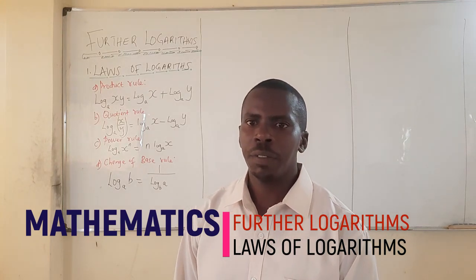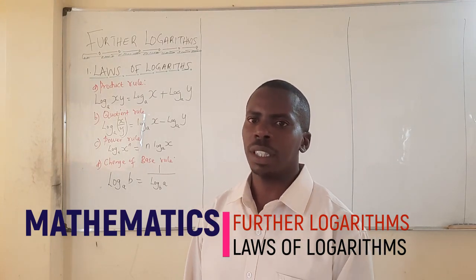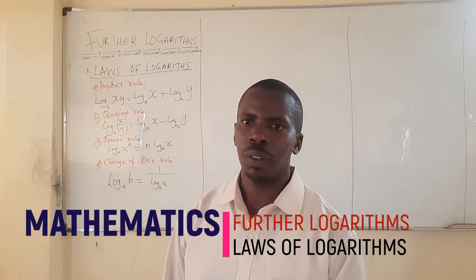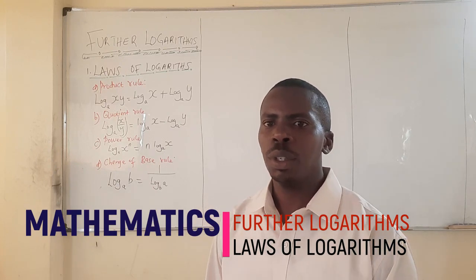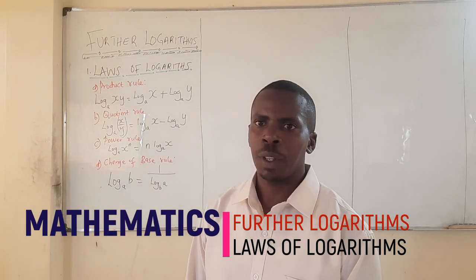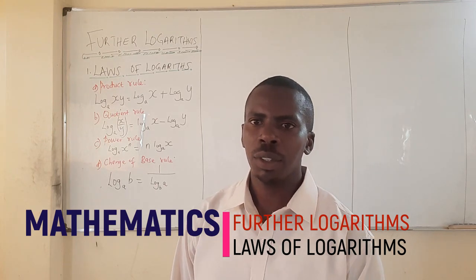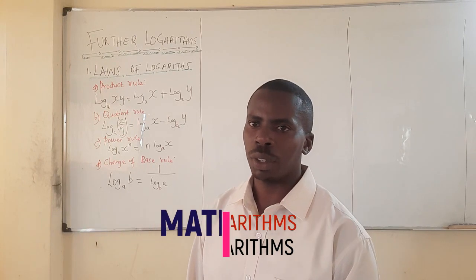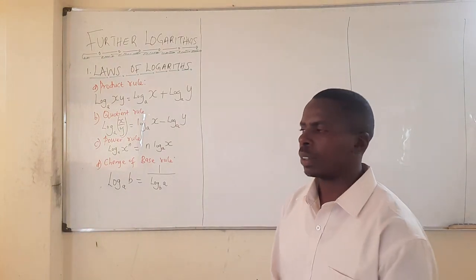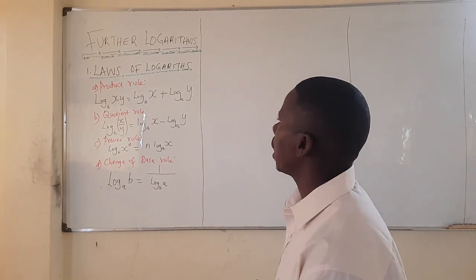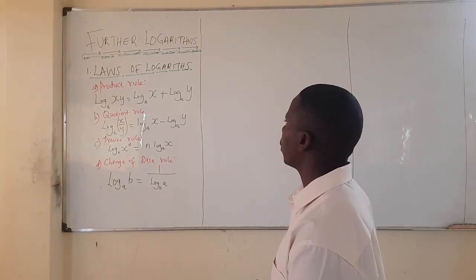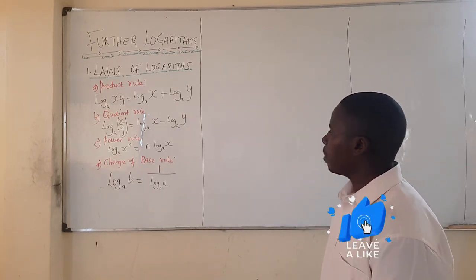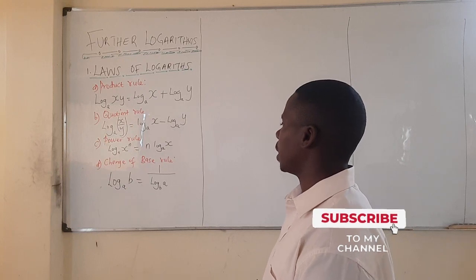And we have 3 things that we need to understand in this topic. Number 1, we need to understand the laws of logarithms. Number 2, we are going to look at logarithm expressions, and number 3, we are going to look at logarithm equations. So starting with the first one, on the board we have the laws of logarithms, and there are 4 of them that we need to know.